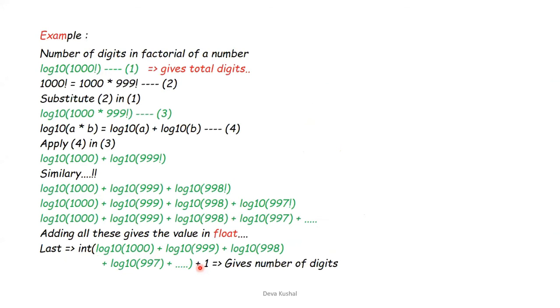Well, you understood this concept. How do you find the number of digits in a given factorial? The basic concept here is, first we find the factorial of a given number, and next we figure out the number of digits in that particular factorial.